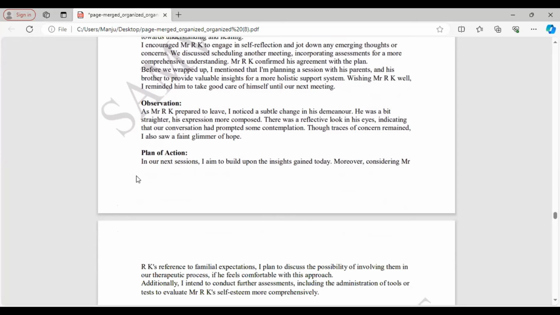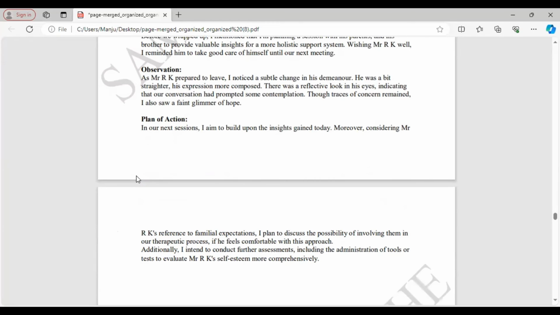In our next session, I aim to build upon the insights gained today. Moreover, considering Mr. RK's reference to familial expectations, I plan to discuss the possibility of involving them in a therapeutic process if he feels comfortable with this approach. Additionally, I intend to conduct further assessments, including the administration of tools or tests to evaluate Mr. RK's self esteem for a more comprehensive assessment. With this, we complete the interview session.